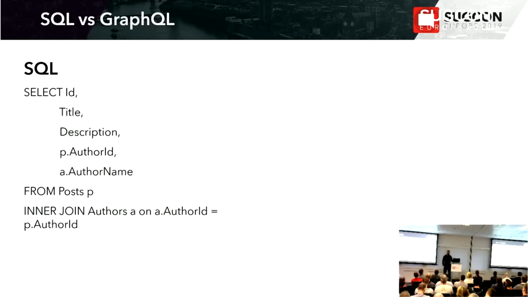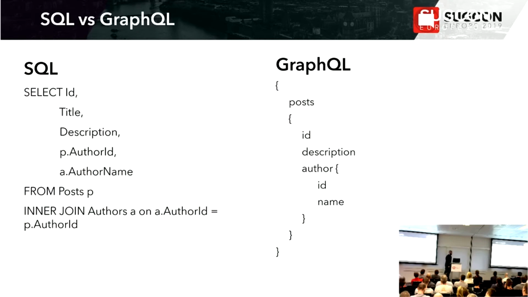This is roughly what this query would look like in GraphQL. In this GraphQL query, we're searching every post, getting the ID and description from it, and then getting those fields from the author that's linked to this post. So that's what it would look like.